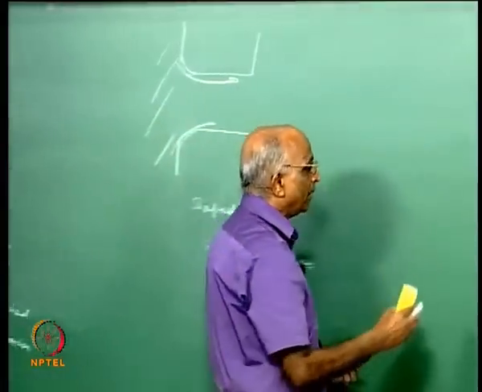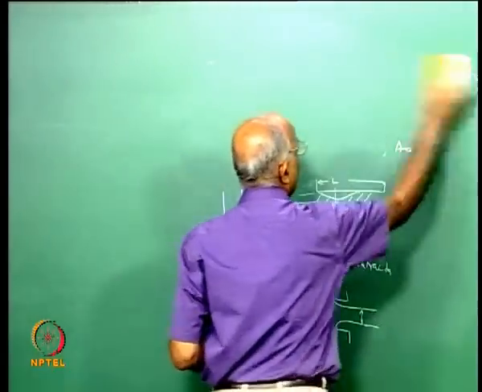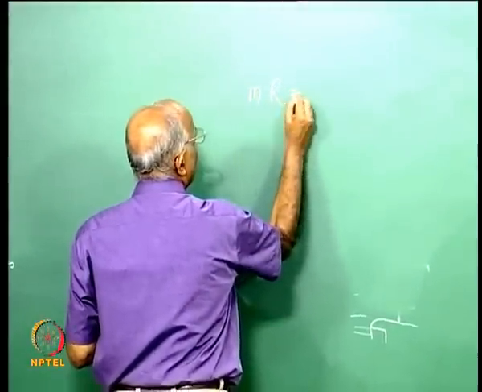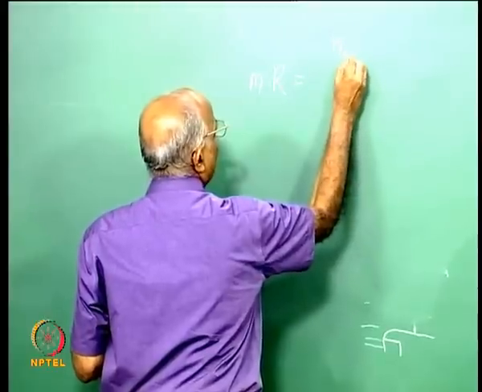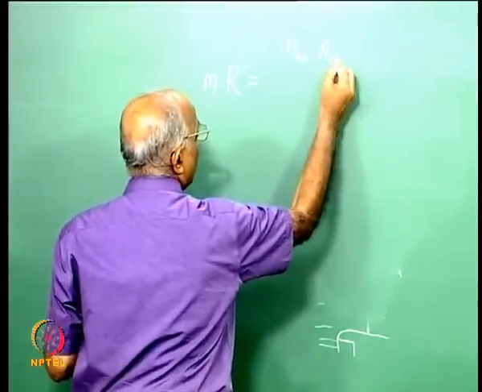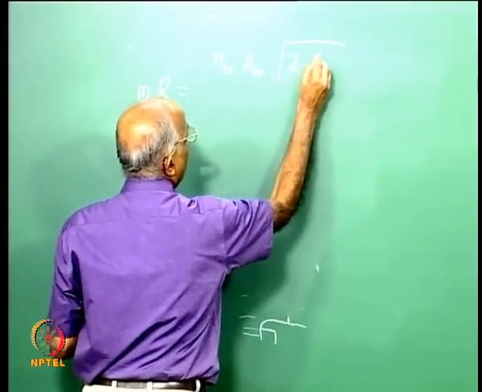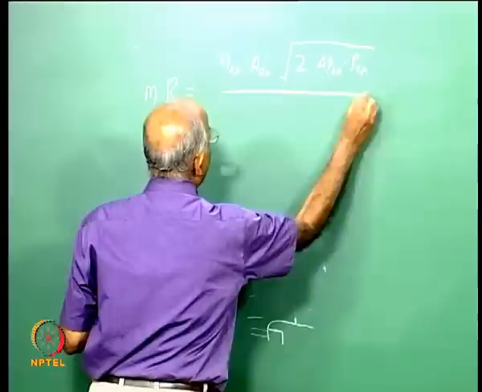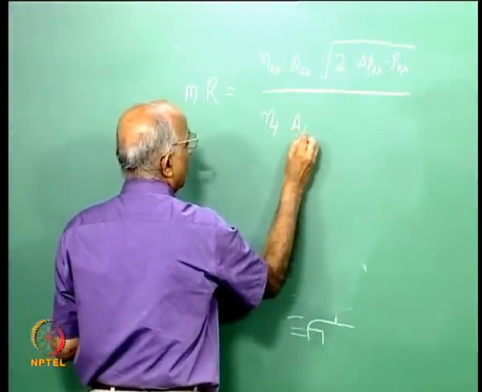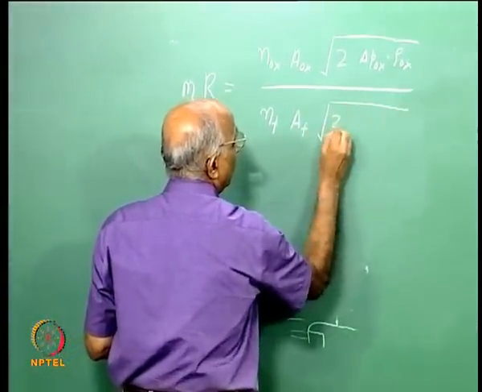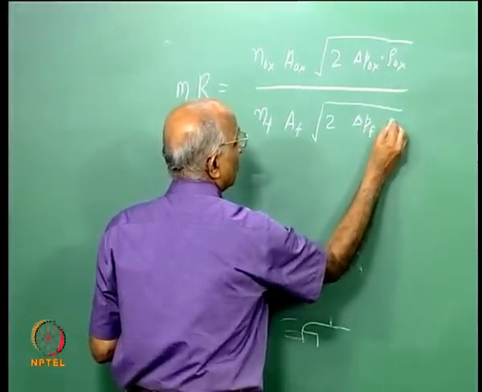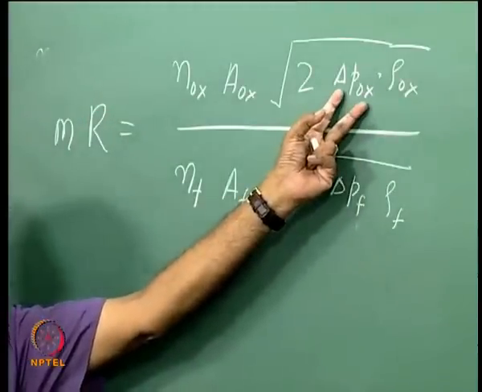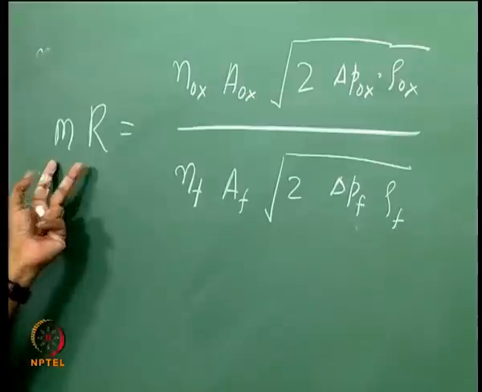How do you calculate the mixture ratio from a shower head injector, which will be the same for many types of injectors? Let us say R, the mixture ratio, is equal to the number of oxidizer orifices times the area of each oxidizer orifice times 2 times delta P across the oxidizer orifice times the density of the oxidizer, divided by the number of fuel orifices times the area of each fuel orifice times 2 times delta P across the fuel orifice times rho of the fuel. If I have a shower head which has common delta P, delta P fuel is equal to delta P oxidizer, and of course 2 cancels, and this is how you get a mixture ratio.